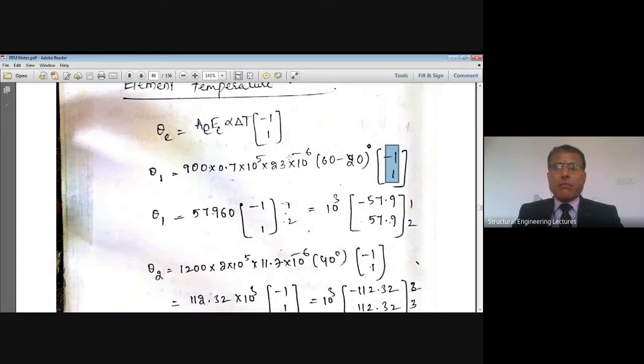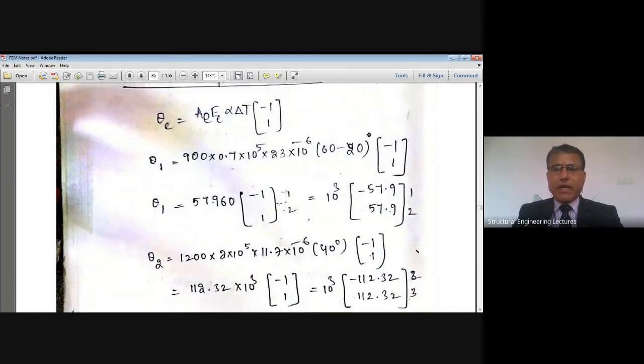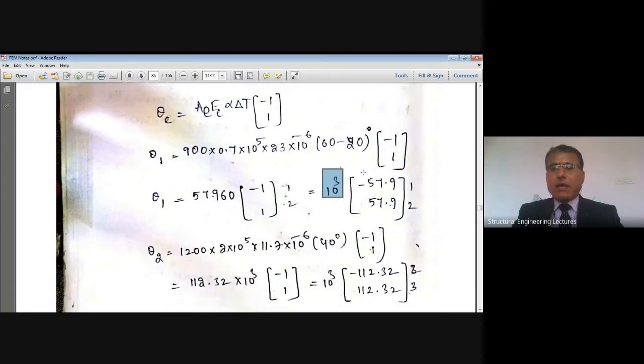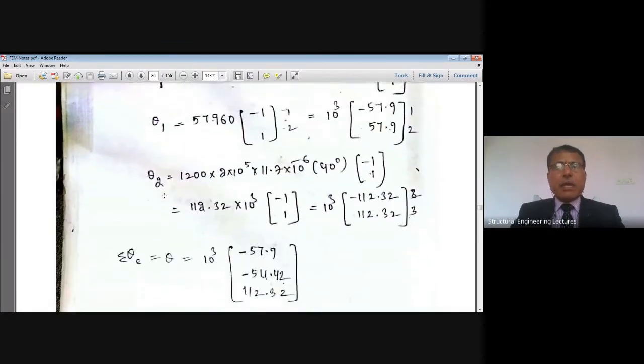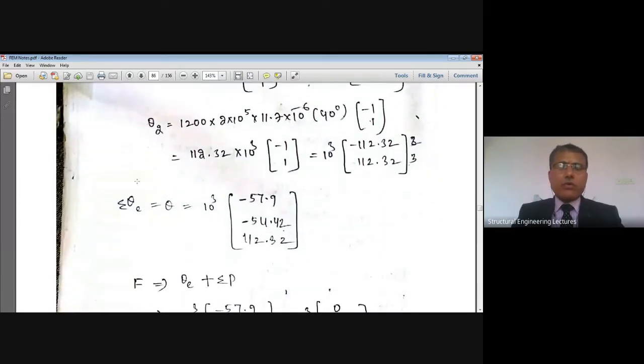Multiplying this, by taking 10^3 common, you finally get minus 57.9 and 57.9 Newtons along the first and second degrees of freedom. That much temperature load is acting in the first element. Similarly, you can do it for the second element also. Theta 2, doing that, you finally get a value by taking 10^3 common as minus 112.32 and plus 112.32 acting along the second and third degrees of freedom.